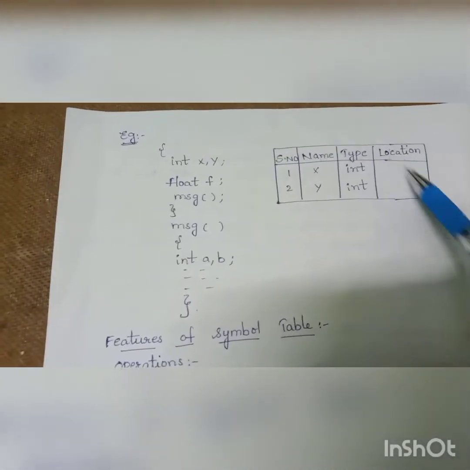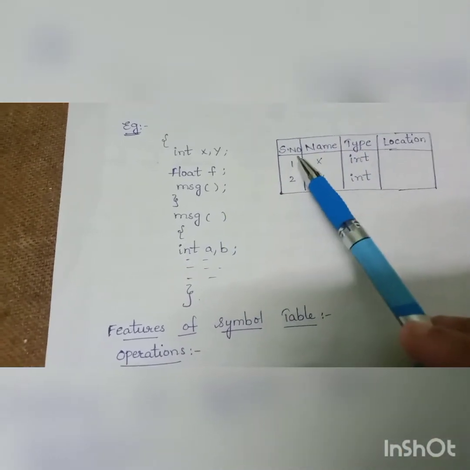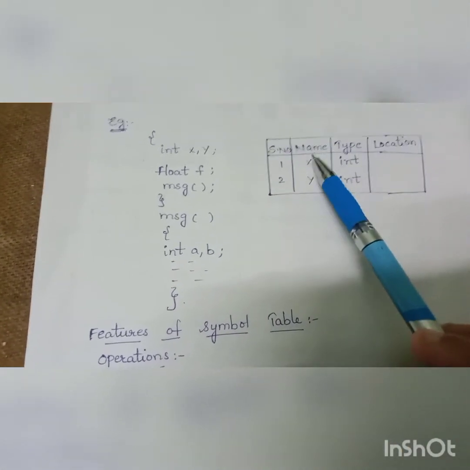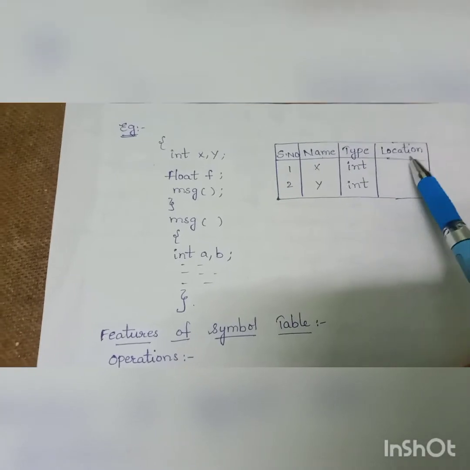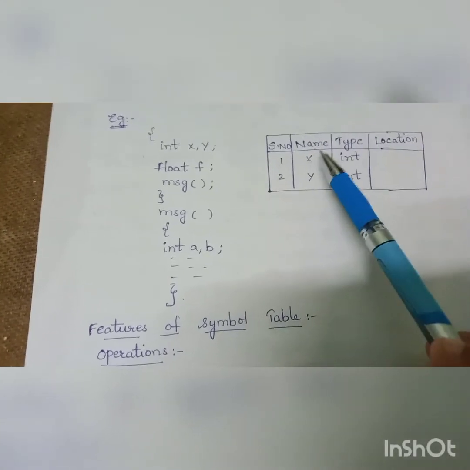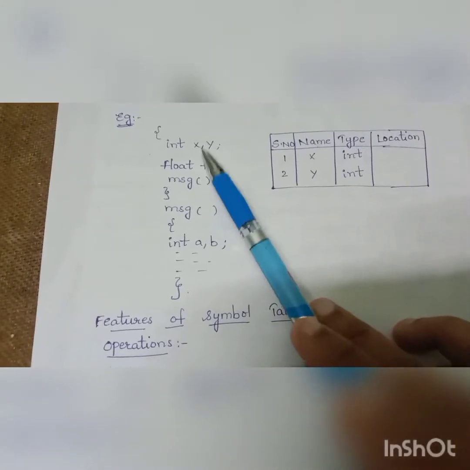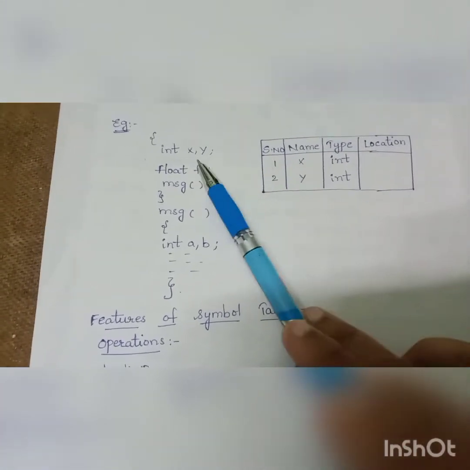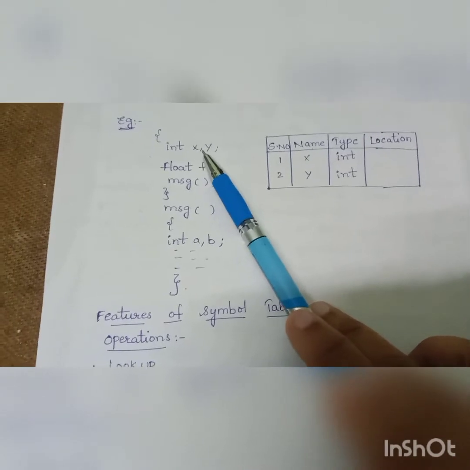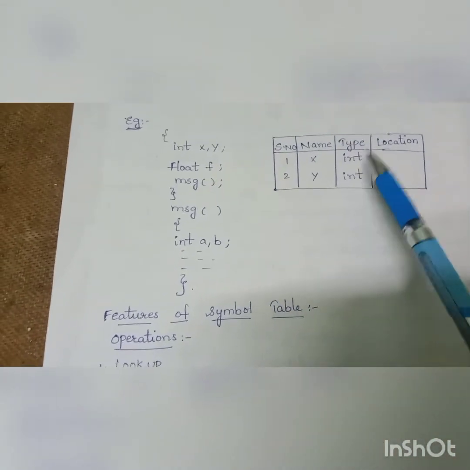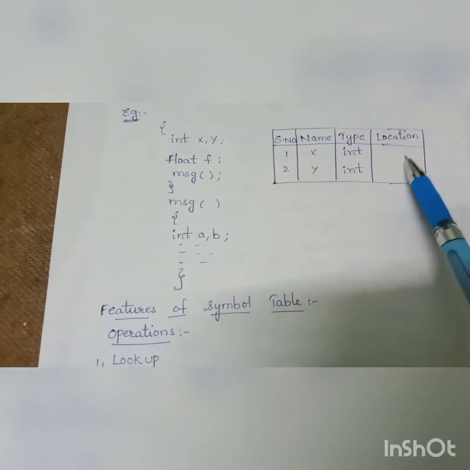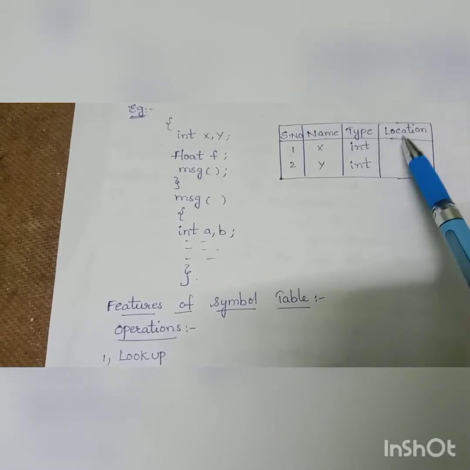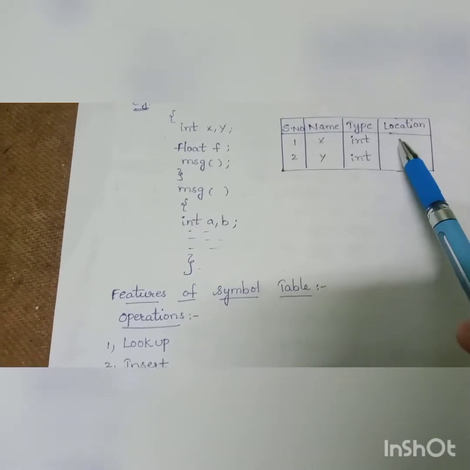In the symbol table manager, this is stored in this format: serial number, name, its data type, and the location. Here we are using two values, x and y. In name we have taken x and y, and the data type is declared as int. We have considered the data type as int, and the location where this is stored is also written in this symbol table.